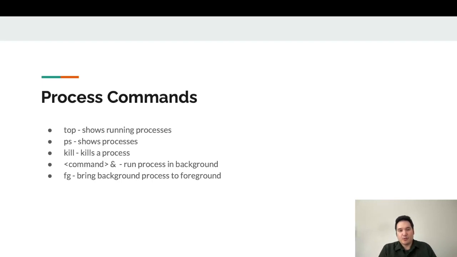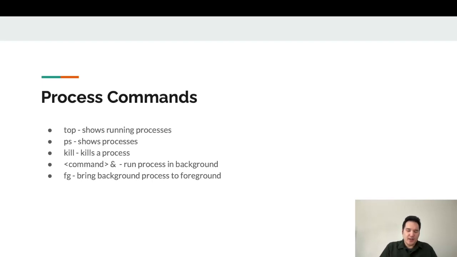So the kill command will basically stop a process. So say you're running a Python script and it gets stuck in some weird infinite loop. You can do ps to find what the PID of that process is, type kill PID, and it will kill that process.